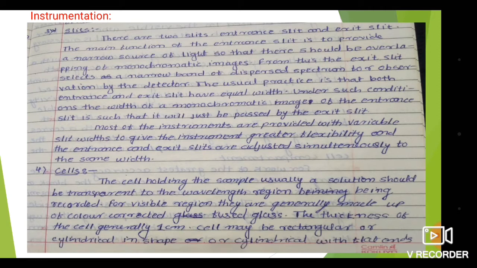Then the cells holding the sample, usually a solution, should be transparent to the wavelength region being recorded. So the radiation passes through the cell. For the visible region, they are generally made up of colorless fused glass. The thickness of the cell is generally 1 centimeter. Cells may be rectangular or cylindrical in shape, or cylindrical with flat ends.